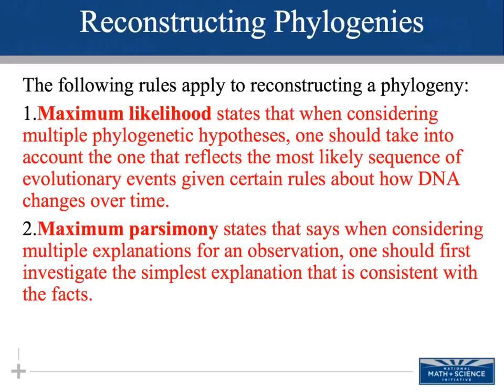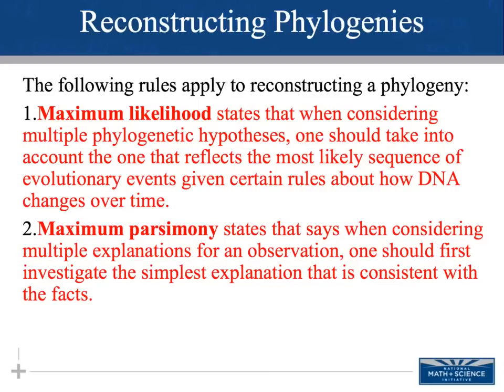All right, so how do we make these phylogenies? How do we make these trees and cladograms? Well, there are 2 rules that you always have to follow and take into consideration. The first rule is called the rule of maximum likelihood, and the second one is called the rule of maximum parsimony. Maximum likelihood states that whenever you're thinking of multiple hypotheses for a phylogenetic tree or for a cladogram, you should take into account the one that reflects the most likely sequence of evolutionary events. And you do that based on what you know about DNA changes over time.